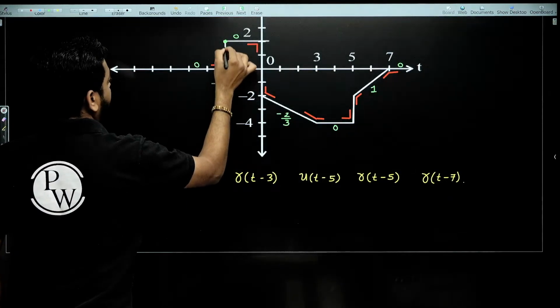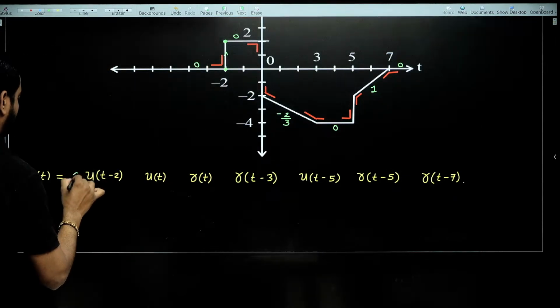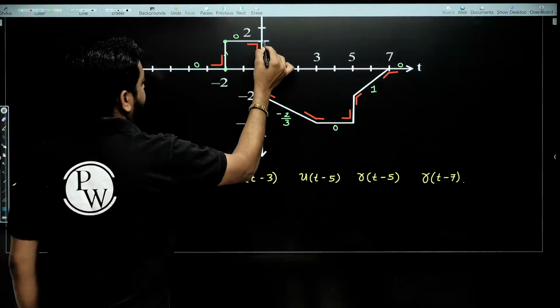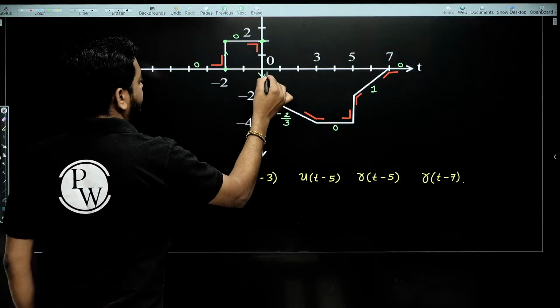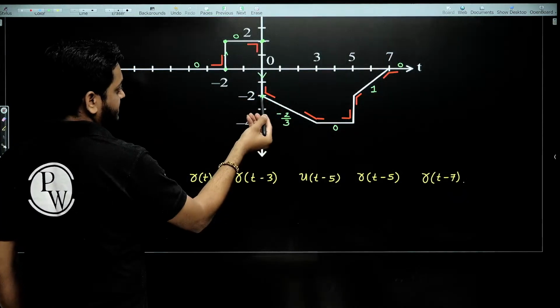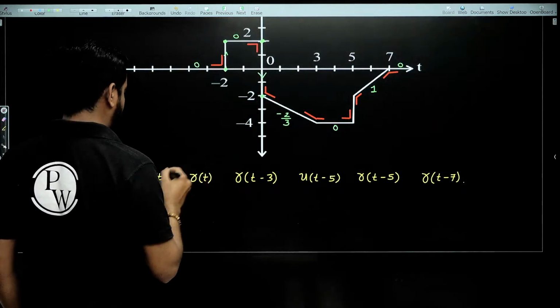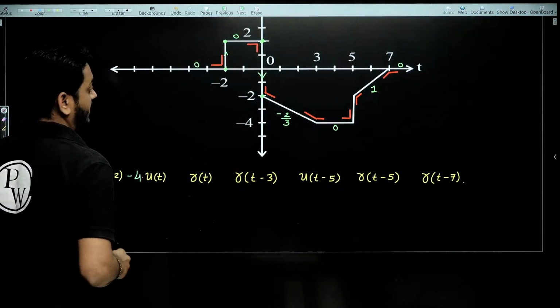Now sudden change in amplitude from 0 to 2, that's why next amplitude minus previous amplitude, here plus 2. Now here sudden change in amplitude from 2 to minus 2. So next amplitude minus previous amplitude, it is minus 4.